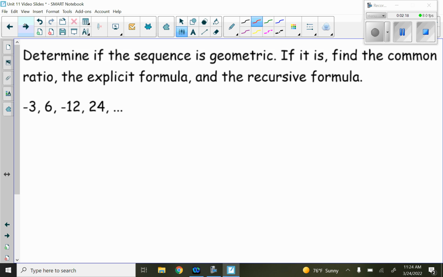Okay, so similar problem. However, now we're given a sequence, so we have to find the common ratio ourselves and the first term. Going from -3 to 6, that's multiplying by -2. 6 to -12, multiplying by -2, and -12 to 24, multiplying by -2. So our first term is -3, and our ratio is -2.